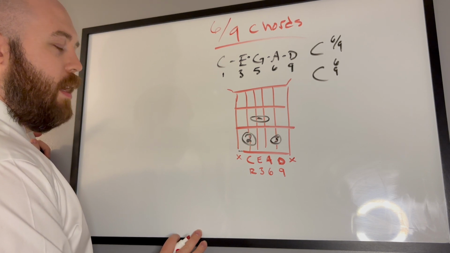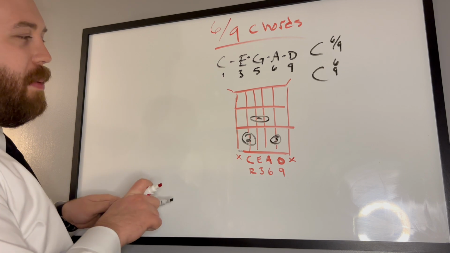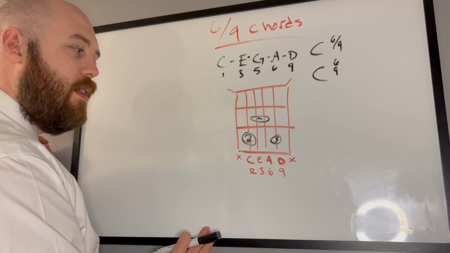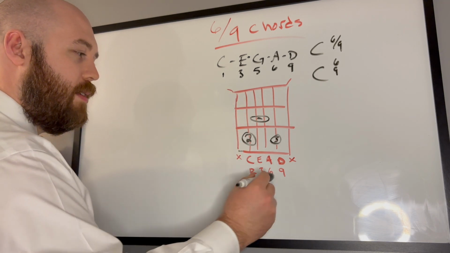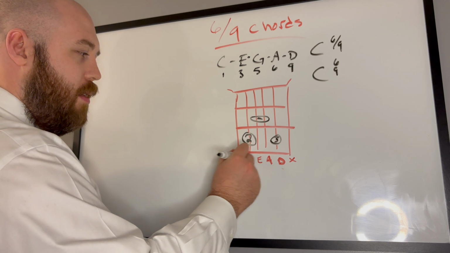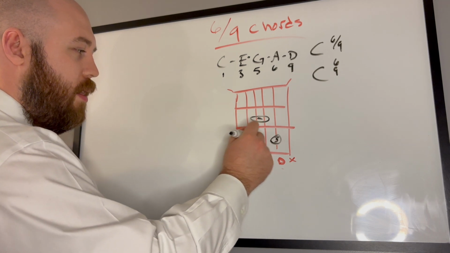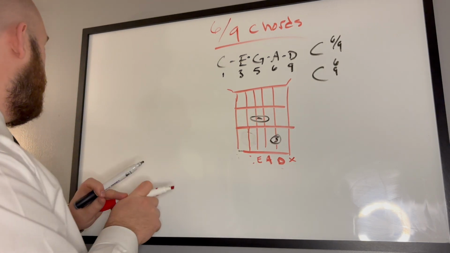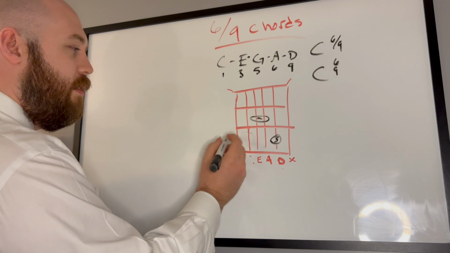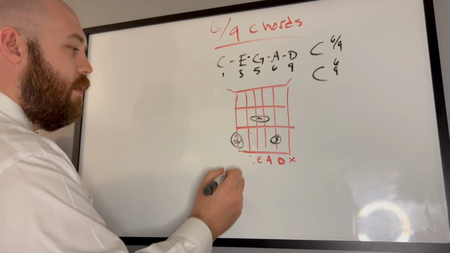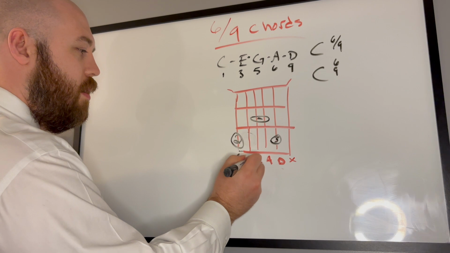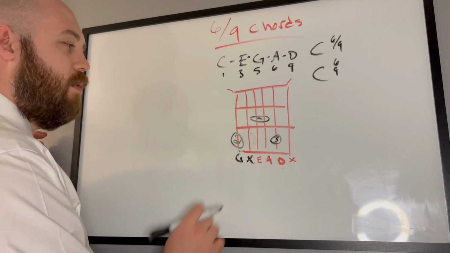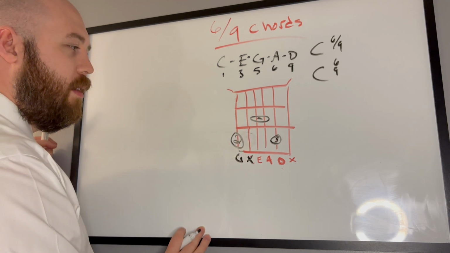Now the cool thing about this shape is, this is with the bass note on the A string, right? You're playing a C. Check this out. So that's how you play a C6/9. What if I was to tell you you could move your second finger down a string, and everything stays the same except for the bass note? You move it down, all of a sudden you're playing a G.